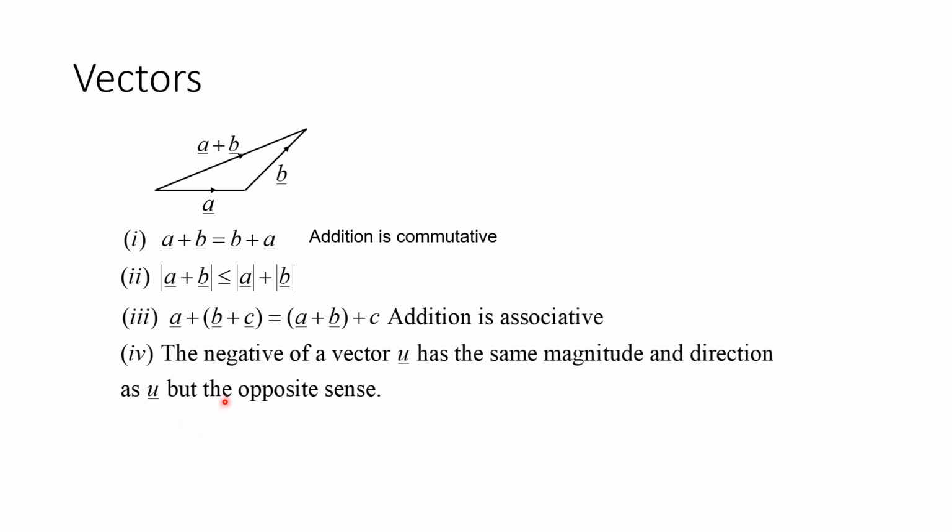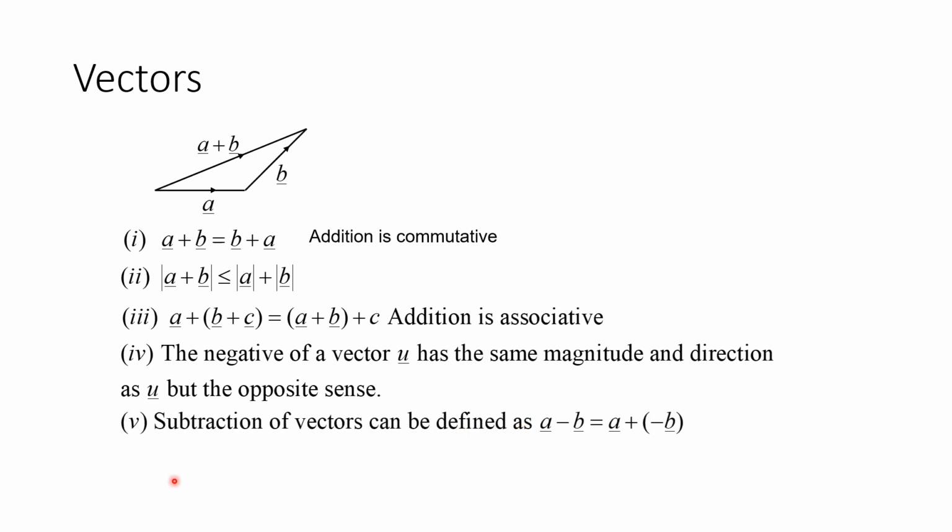Besides that, the negative of a vector has the same magnitude and direction as the original vector, but in opposite sense. Because negative here represents the change in direction, but the magnitude is the same. Okay. Next, the fifth property is subtraction of vectors can be defined as addition of the negative of a vector. So A minus B equals A plus negative B.